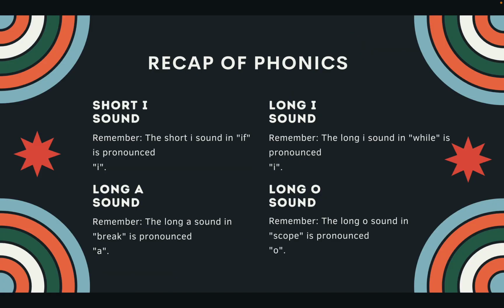So here's a recap of the phonics we learned today. We went over the short I sound in if, which is pronounced if, the long I sound in while, which is pronounced I, the long A sound in break, which is pronounced A, and the long O sound in scope, which is pronounced O.